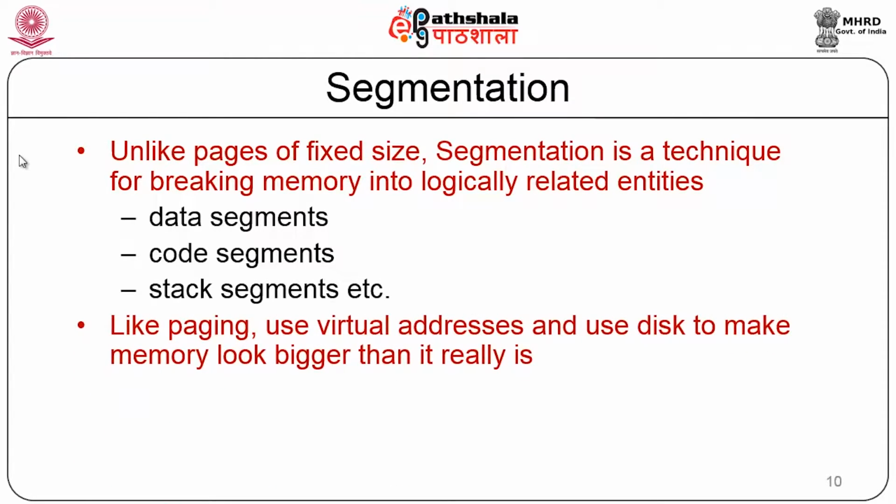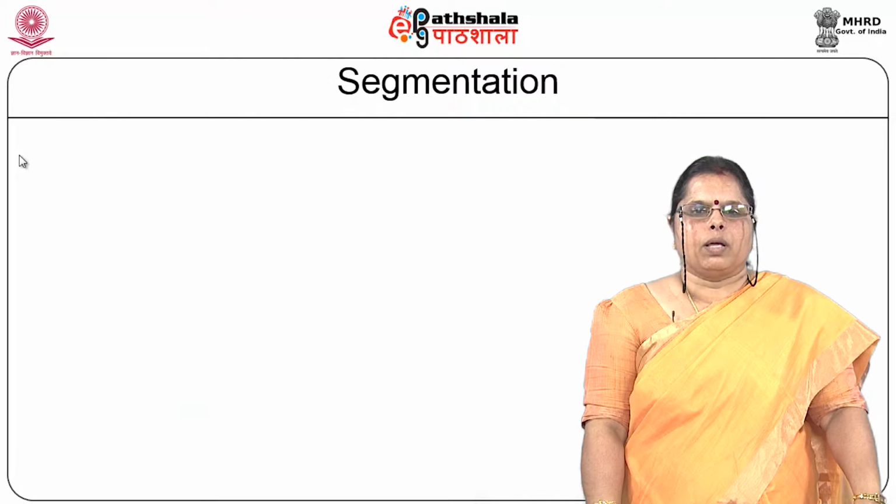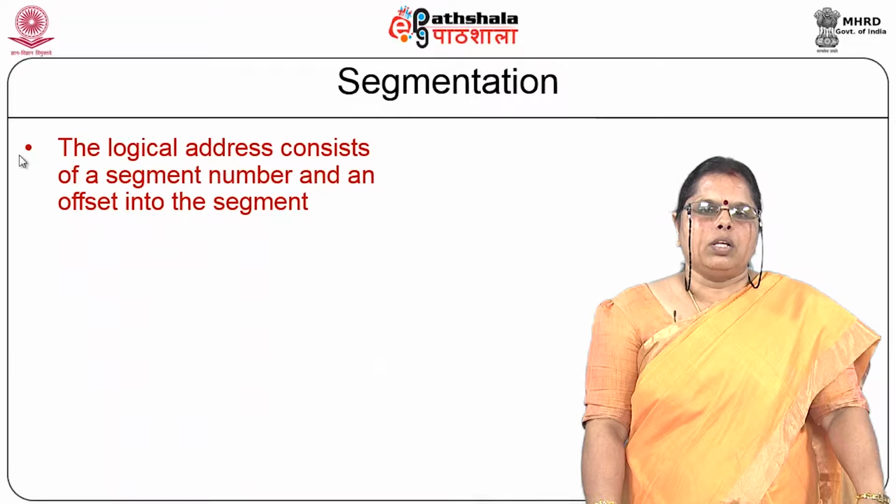Like paging, you have to use virtual addresses and use the disk to make memory look bigger than it actually is. Segmentation can be implemented with or without paging. With paging, it is called segmented paging, where you divide the program into segments, and these segments are further divided into pages of equal size. That is the third implementation of virtual memory. First of all, we look at segmentation, we look at the issues associated with that, and then go into segmented paging. So, what is segmentation?